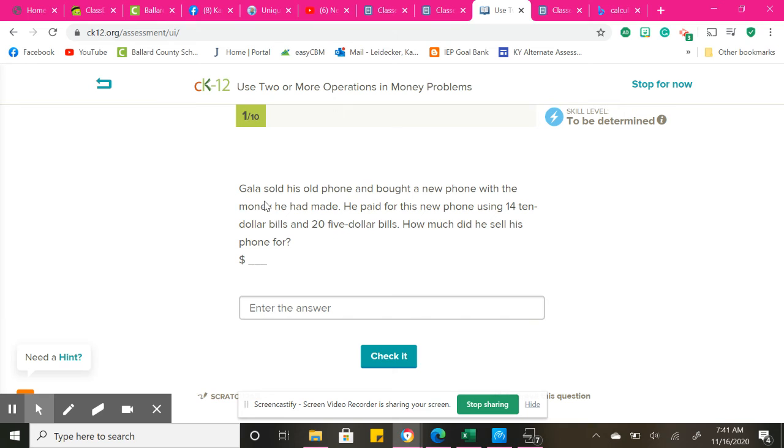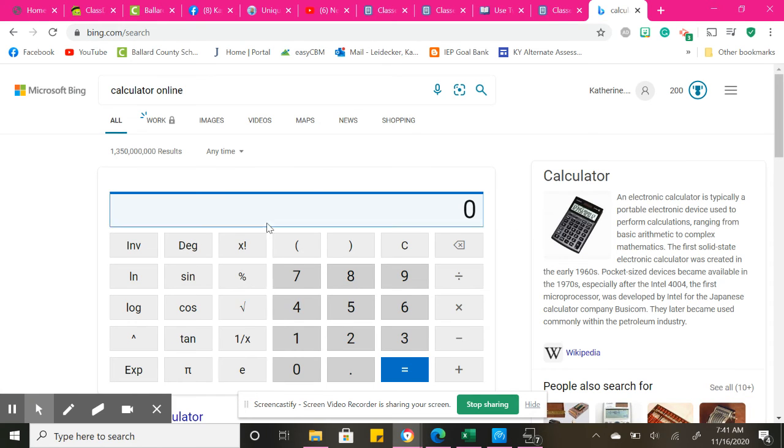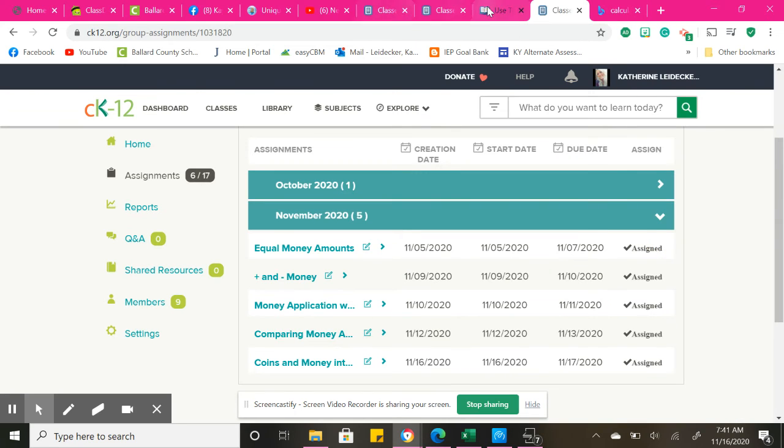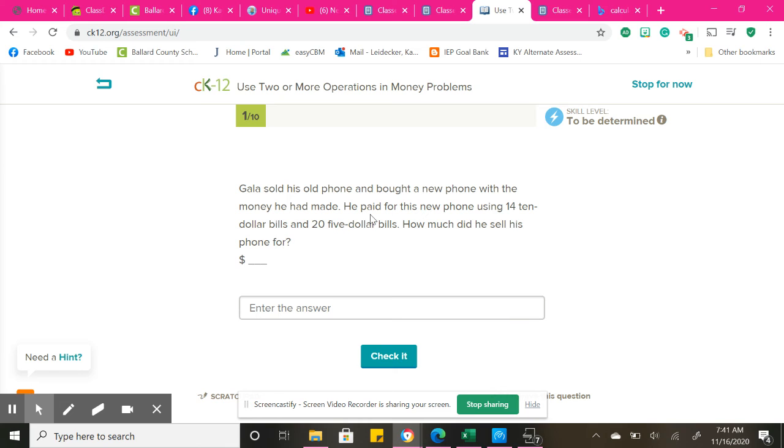So here we have Gala sold his old phone and bought a new phone with the money he had made. He paid for his new phone using 14 $10 bills and 25 bills. How much did he sell his phone for? Okay, so you have to understand the language here. 14 $10 bills. So I have $10 bills, but I'm going to multiply it by 14 because that's how many $10 bills we have. There's 14 of them.